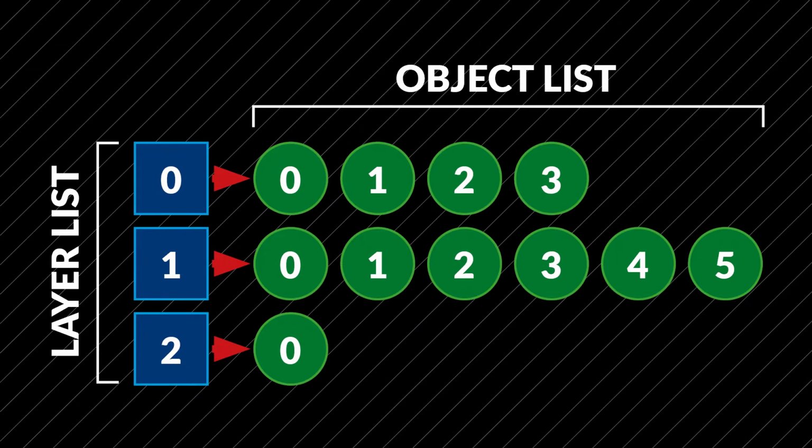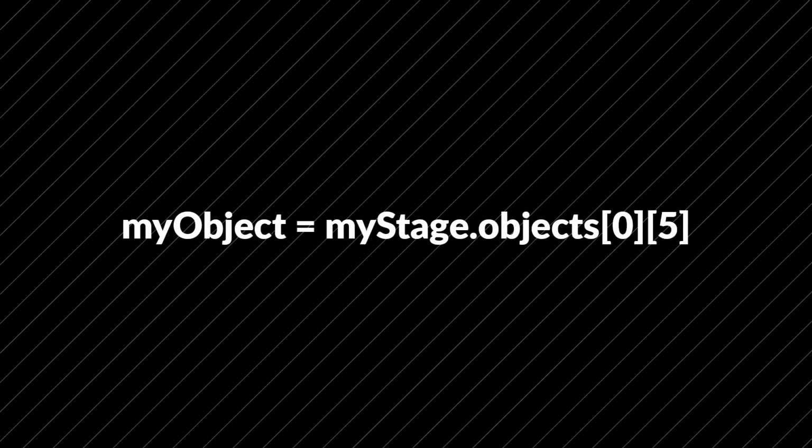This diagram is a graphical representation of it. The squares represent the stage's layers, and as you can see in this example, there are 3 of them. The circles are the objects assigned to the 3 layers. On layer 0, there are 4 objects, layer 1 has 6 objects, and layer 2 has 1. If you wanted to access an object directly, you can code something like this. Here, creating an instance called myObject from object 5 on layer 0.